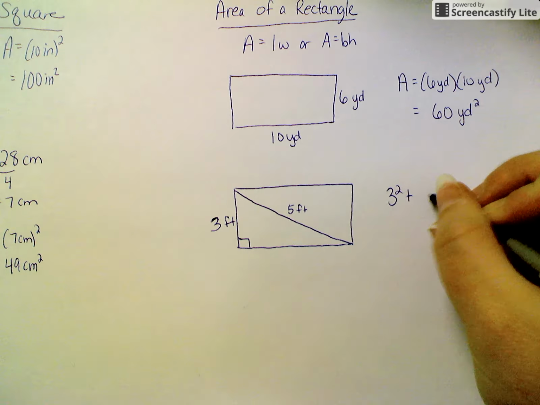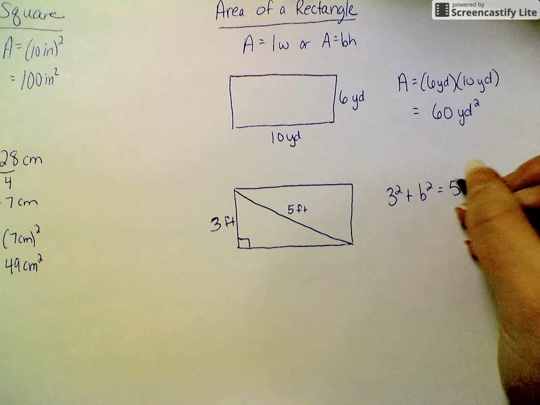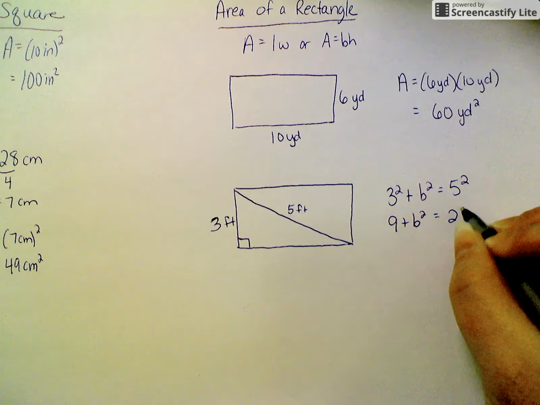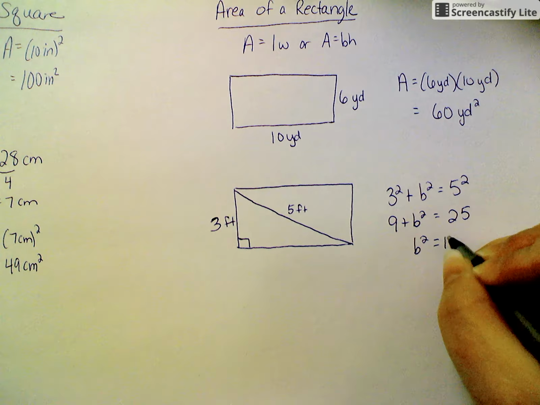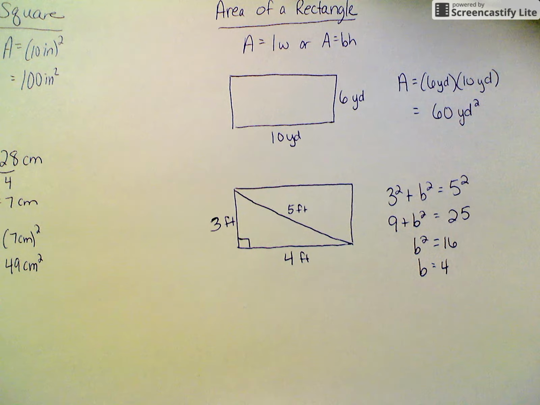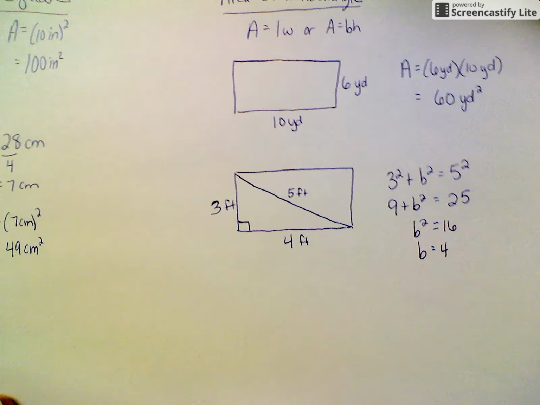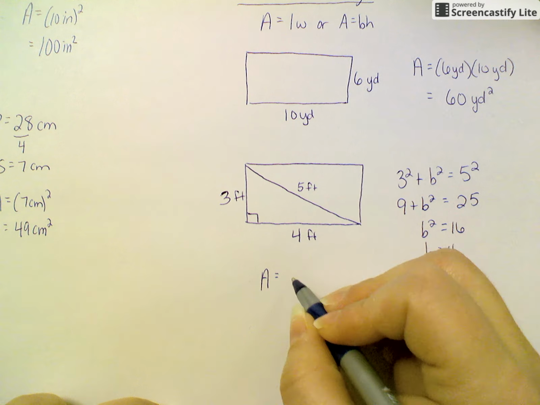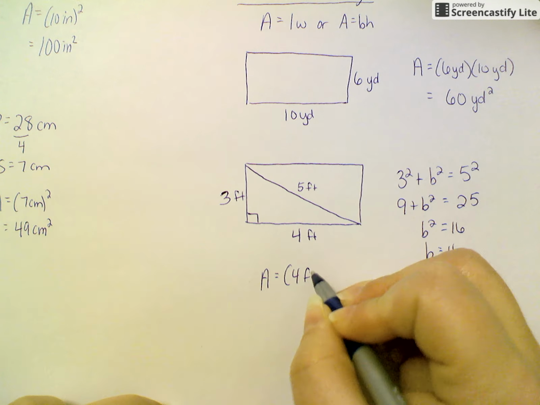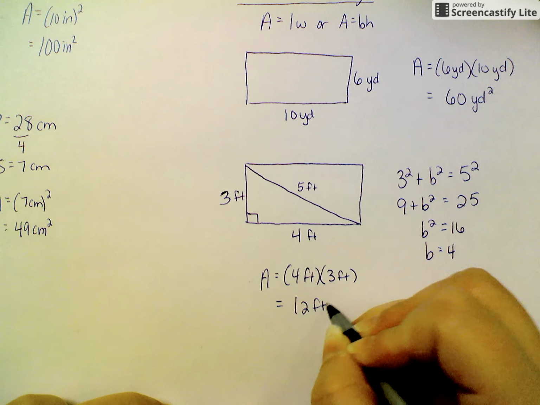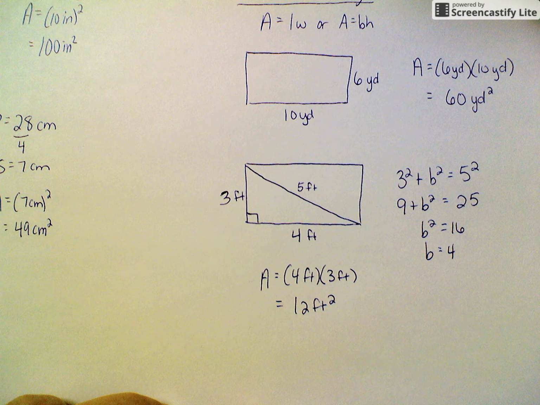So we have 3 squared plus b squared equals 5 squared. 5 is our hypotenuse. Some of you might recognize this as one of our Pythagorean triples. I saw that. I get 4 feet for my length, and then I can put that into my formula. Area equals the length, which is 4 feet, times the width, which is 3 feet. So that would be 12 square feet as our area for that rectangle.